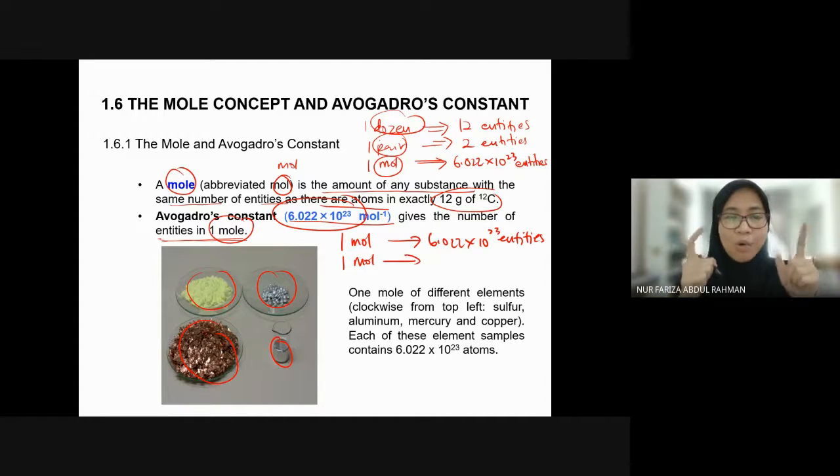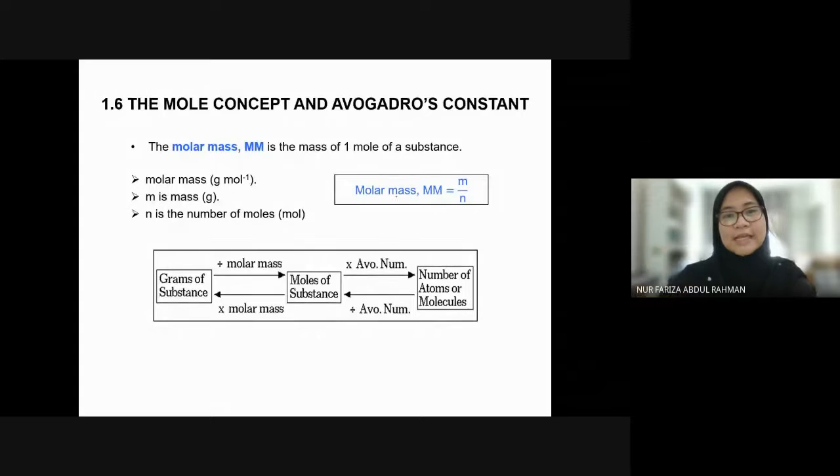The word molar mass: molar, mole. The root word for molar is mole. Mass is mass lah. That means the mass for 1 mole. So we know that this is 1 mole, which means the molar mass refers to the mass that we have in the periodic table. Again, like I said just now, molar mass is the mass of 1 mole of a substance. The word molar comes from mole, mole means 1 mole lah, and mass means mass lah. So the mass of 1 mole of substance.